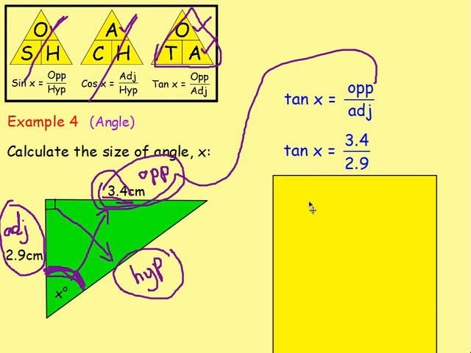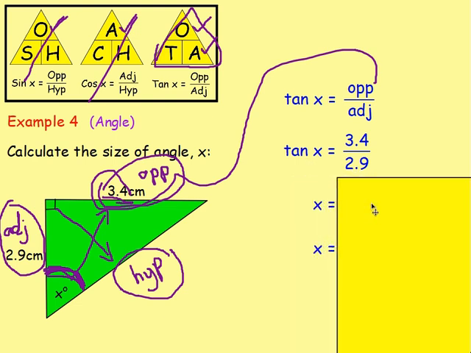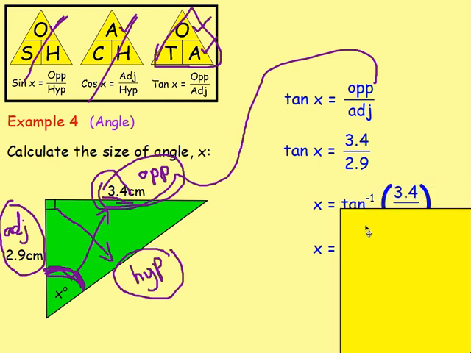That's going to be tan x, but we don't want tan x, we just want to get x on its own. So how do we get rid of tan? Do the inverse of tan. Good, so it's going to be tan to the minus 1, or shift tan, inverse tan, however you do it on your calculator, of the 3.4 divided by 2.9, and that gives you an answer of 49.5 degrees. Woo!